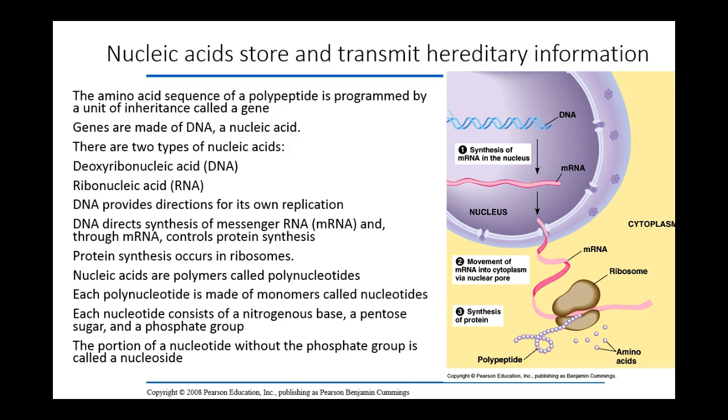So DNA provides the directions for its own replication. That's true. And DNA provides the directions for proteins that are needed by the body. This is done via messenger RNA, which we generally call lowercase m RNA. Through messenger RNA, DNA controls the synthesis of protein, because the messenger RNA can leave the nucleus.